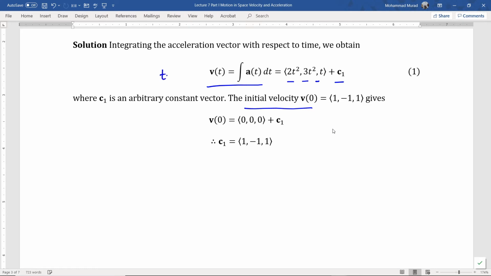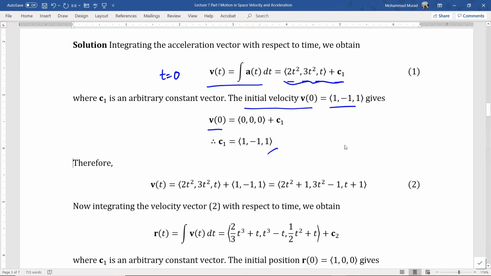Therefore, substituting t equals 0 into equation 1, on the left hand side we obtain v at 0, which would be replaced by this vector. And on the right hand side we have 0, 0, 0 obtained from here, plus the constant vector c1. Now solving this equation for the constant vector c1, we obtain the vector 1, negative 1, 1. Therefore, the velocity vector is given by equation 2.